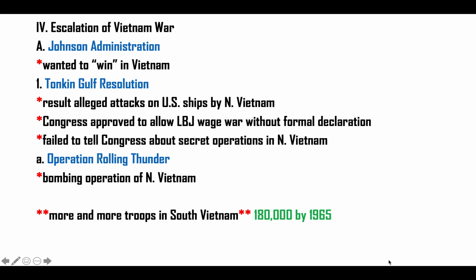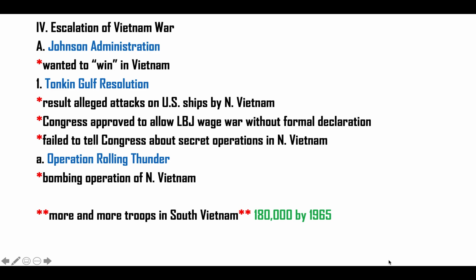And one of these first big military operations that takes place shortly after the passage of this Tonkin Gulf Resolution is Operation Rolling Thunder, which was a huge bombing operation in which the United States dropped many tons of bombs on North Vietnam. And I would also understand that this Tonkin Gulf Resolution also allowed for more and more troops to be sent to South Vietnam. By 1965, there were nearly 200,000 troops.